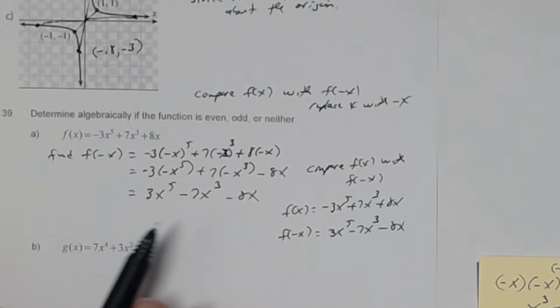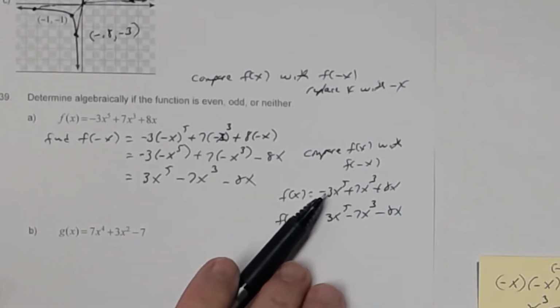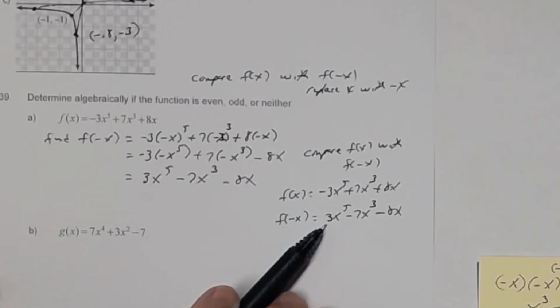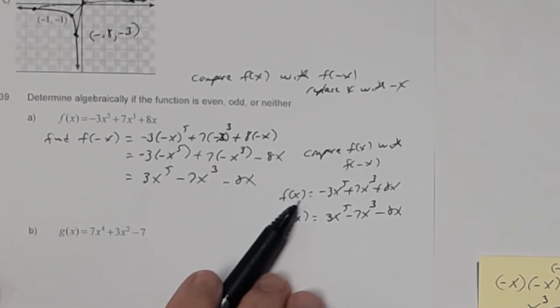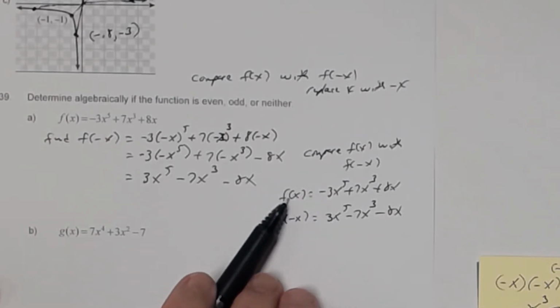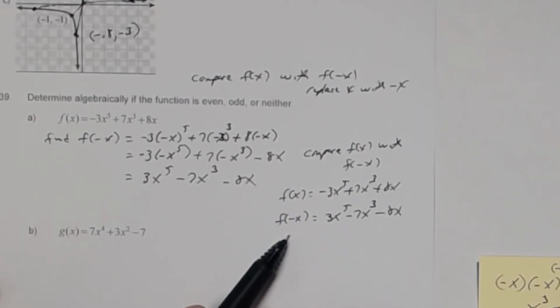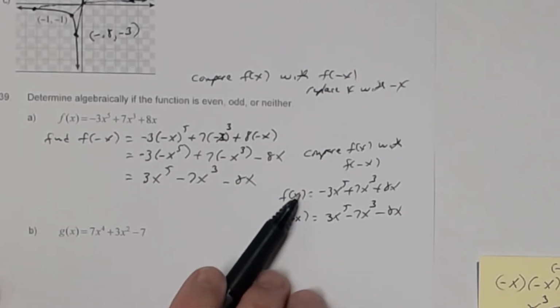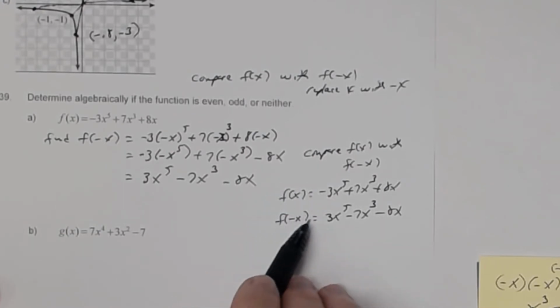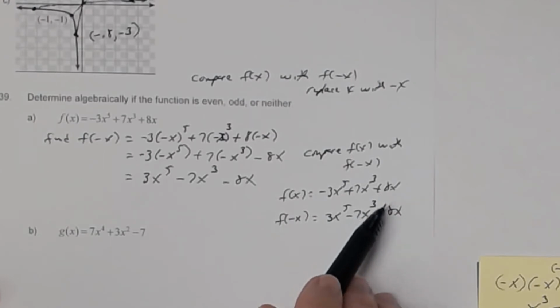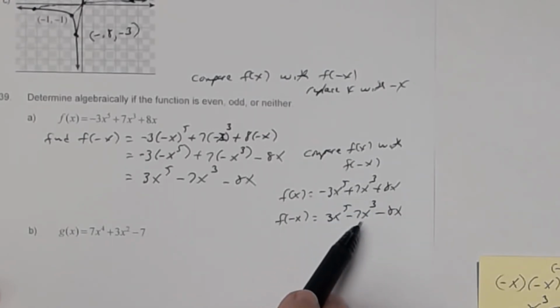Since these are polynomial functions, it's easy to compare them. Just look at the terms. f of x had negative 3x to the fifth. This is positive 3x to the fifth. Those are opposites, right? Now remember, think of the y values. My y value here when I substitute negative x is this. So notice x and negative x are opposites, right? Compare the y values. Each of those terms are opposites.